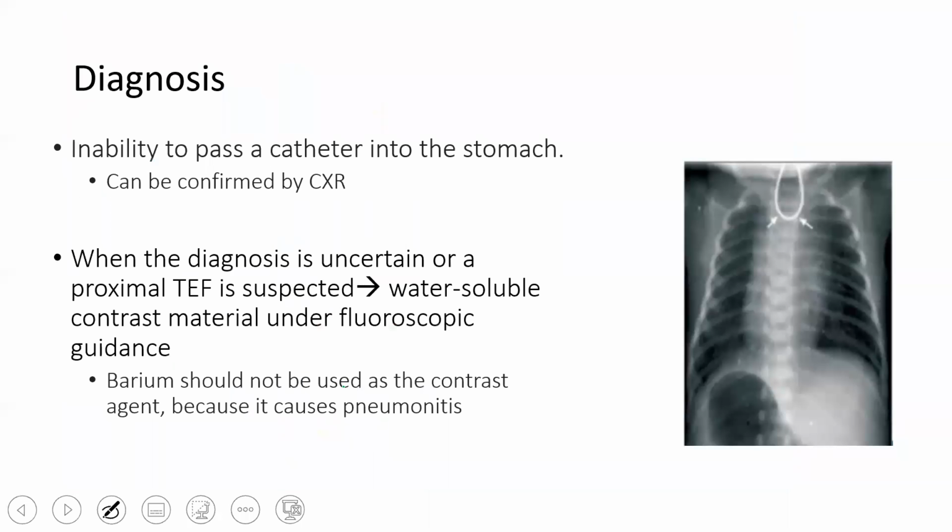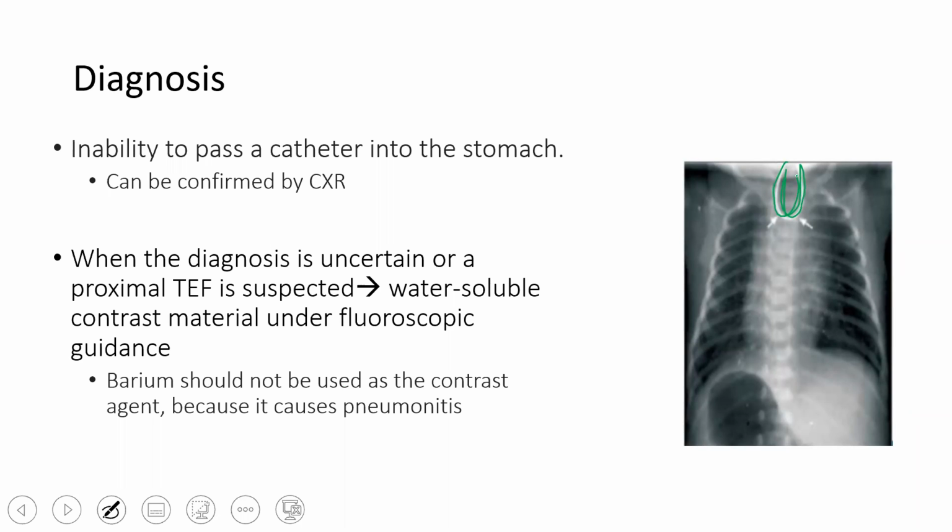How do we diagnose those cases? Number one, we said the baby has hypersalivation. You try to place the catheter, feeding tube, and the feeding tube, number one, might come back through the mouth, you see it. Or when you do X-ray, you will see it kinked, turned. Okay, inability to pass the catheter. And that's easy, we can confirm it by chest X-ray. So that's if you have what? Esophageal atresia.